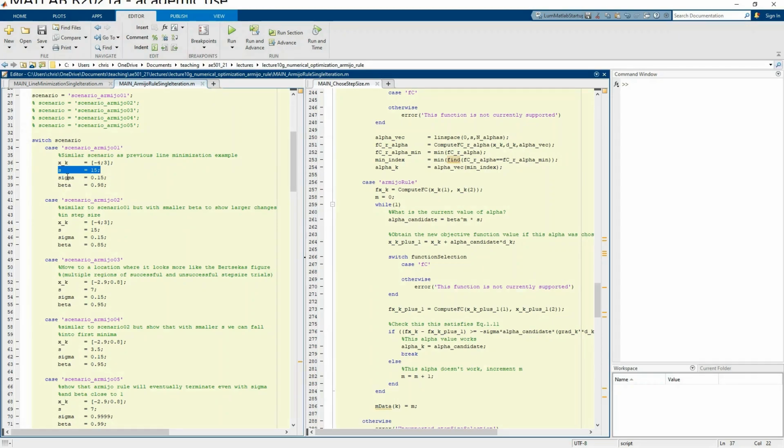So again, sigma is 0.15, so it's not anywhere near 1. So we're basically saying we don't demand a lot of improvement with each iteration. And beta is actually closer to 1. So we're basically saying take small incremental changes in the step size for each sub-iteration of the Armijo rule.